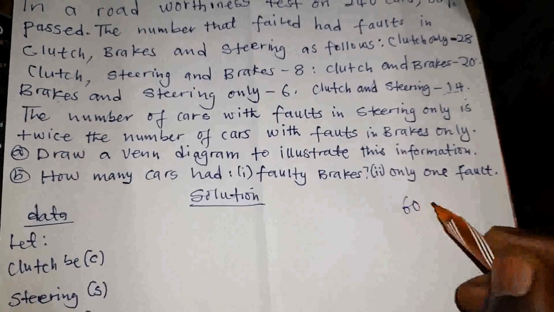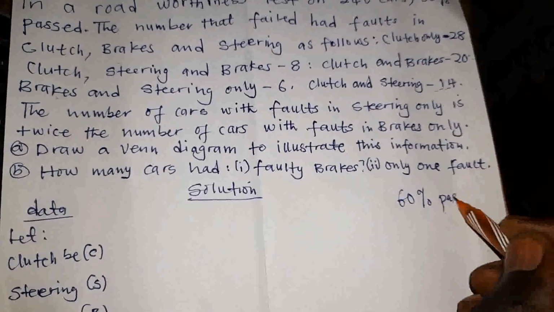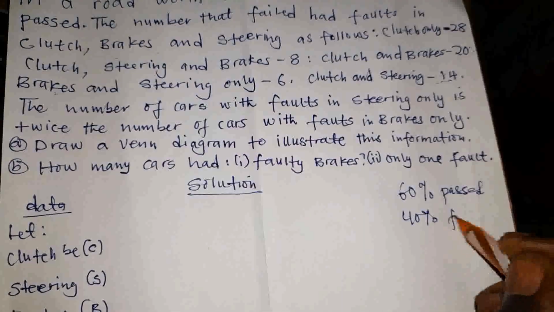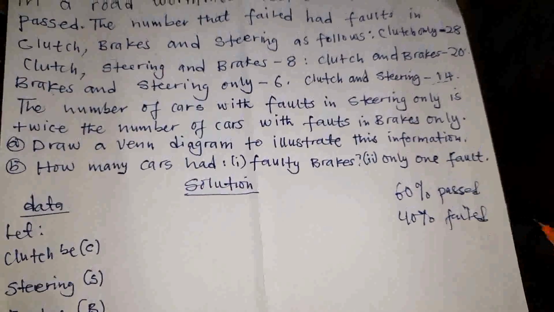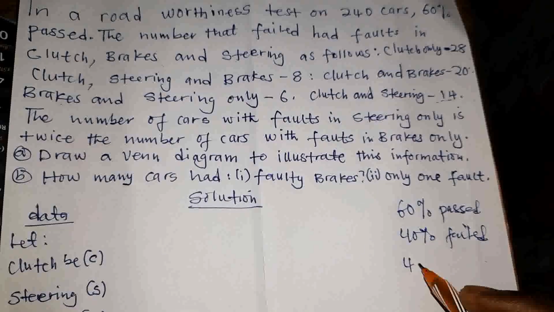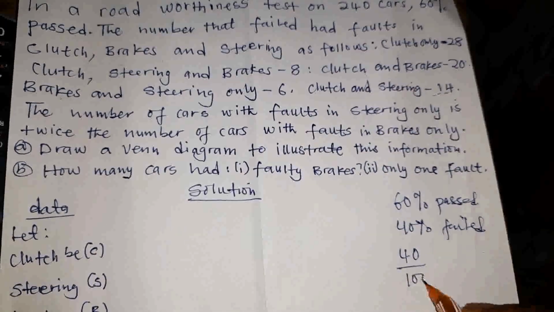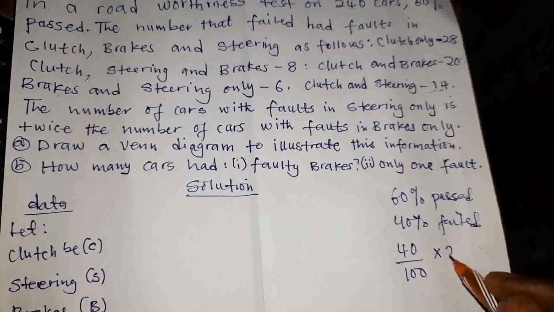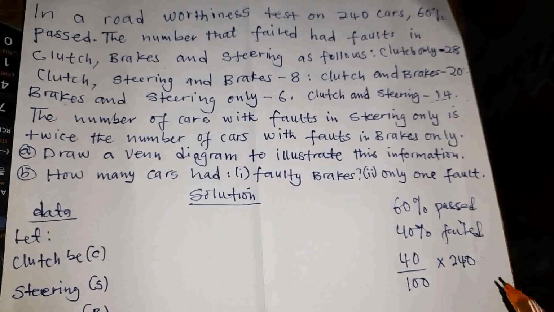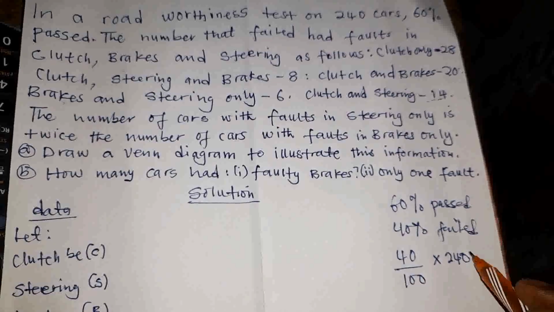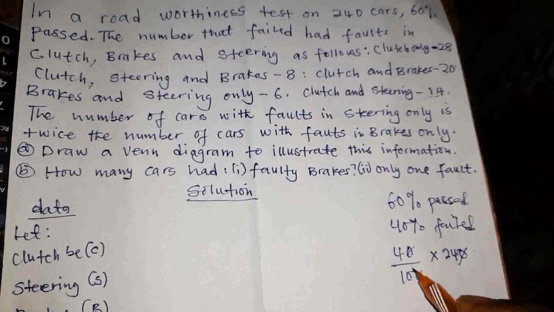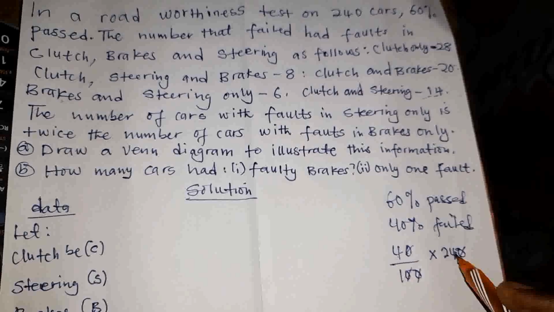60% passed, so this is telling us that 40% failed the test. So we are going to find 40% of the total number of cars. That is 40 over 100 times 240 cars. An easy way, without using your calculator, is that 0 cancels 0, so we are left with 4 times 24.